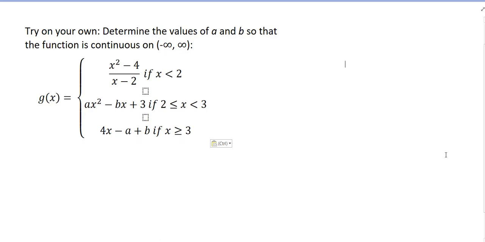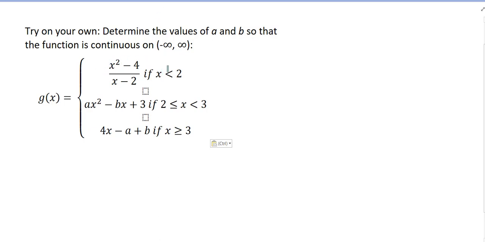Hey everyone, in this video we're going to go over how to find the constants a and b so that this function is continuous on the entire real line. In my previous video I said do this on your own, and so let's go over it. I didn't want to leave you hanging.